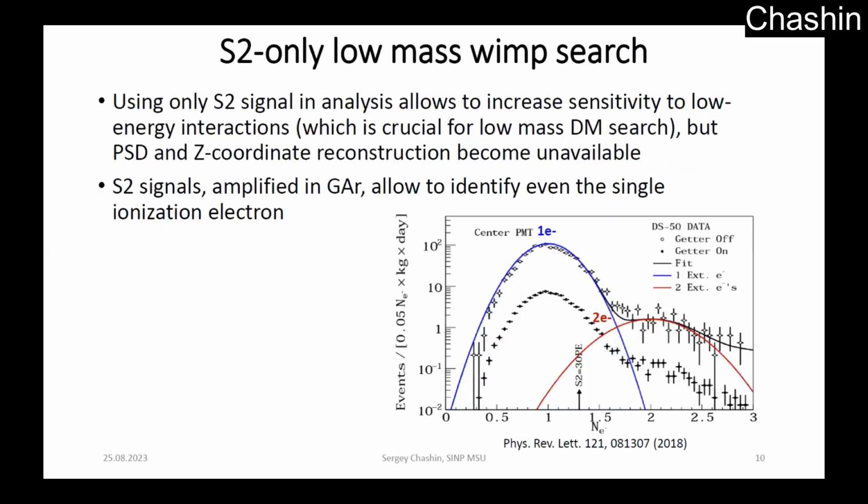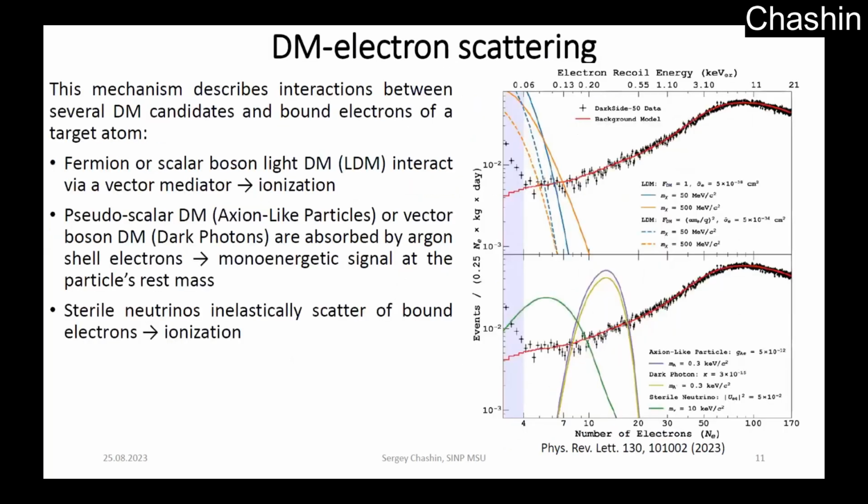For the S2-only WIMP search, as I said before, using only the S2 signal in the analysis allows us to increase sensitivity for low energy interactions. But pulse shape discrimination and Z-coordinate reconstruction become unavailable. As seen on this plot in blue, S2 signals amplified in gaseous argon allow us to identify even a single ionization electron.